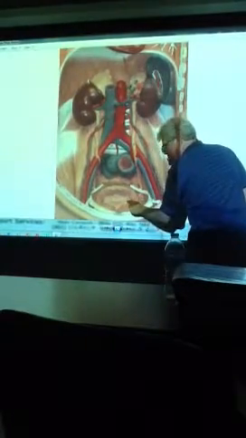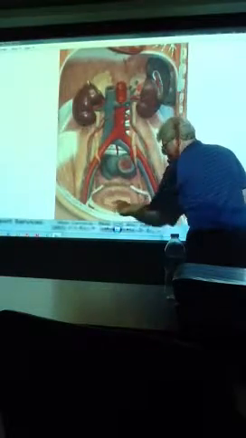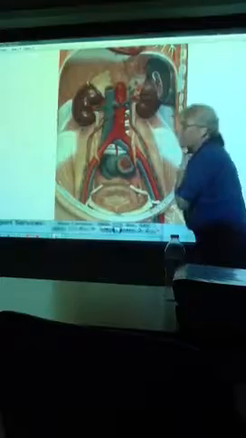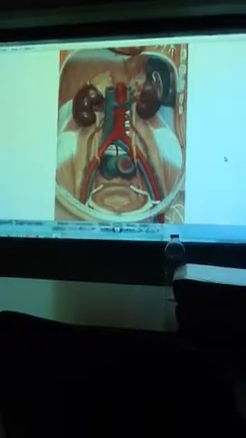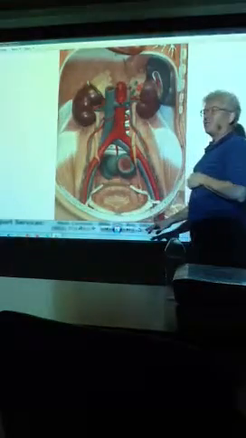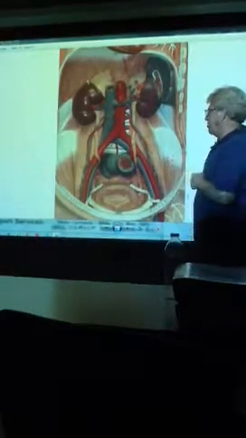Can't really see it too well, but what do I call this triangular shape between the urethra and the two ureters that come in from the back? What's that triangle right here? Carina? No, the carina is up here. Unless you're breathing down there, that's not a good idea. That's your trigone. Okay?